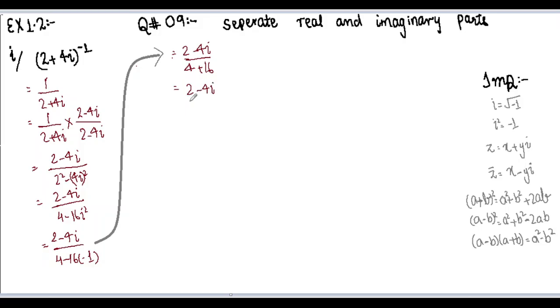Equals (2 minus 4i) whole divided by 16 plus 4 gives us 20. Now we are going to divide 20 with both these terms separately. 2 divided by 20 minus 4 by 20 into i as it is equals 2 by 20 gives us 1 by 10, and minus 4 by 20 gives us 1 by 5 i. So this is our answer.